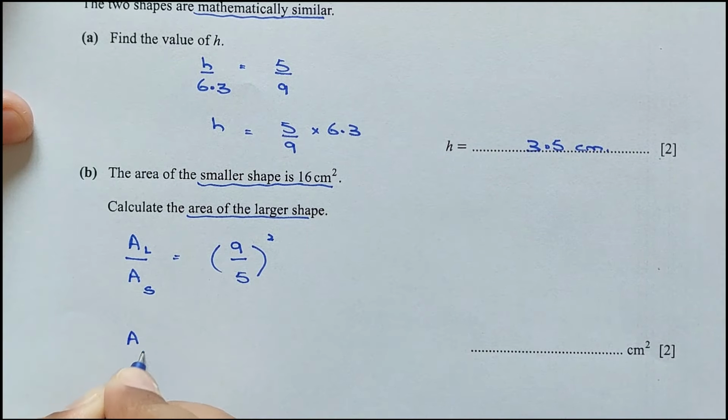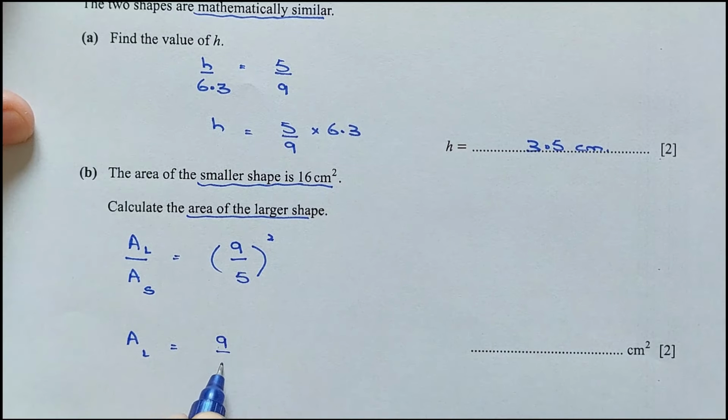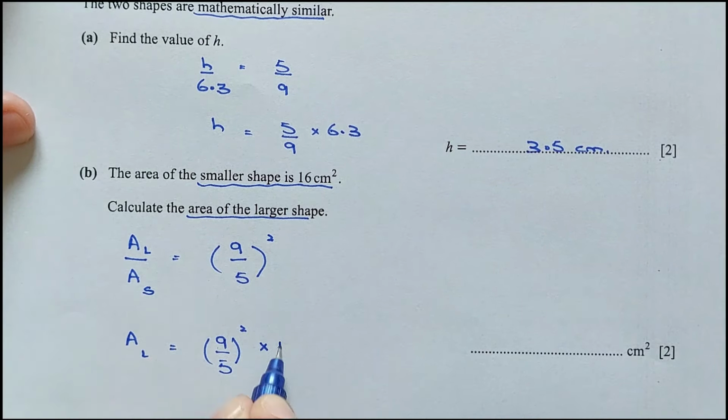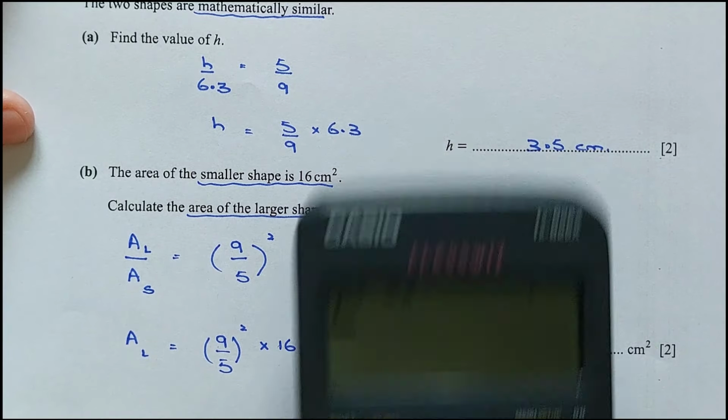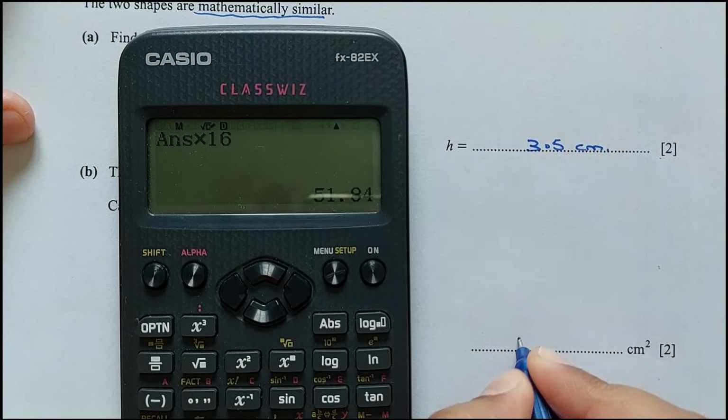Now area of large is going to be area of small multiplied by 9 over 5 squared, times the area of the smaller, which is 16, we have been given. Just plug in the values and simplify. 9 by 5 squared, take the answer and times by 16. This is 51.84 centimeters squared.